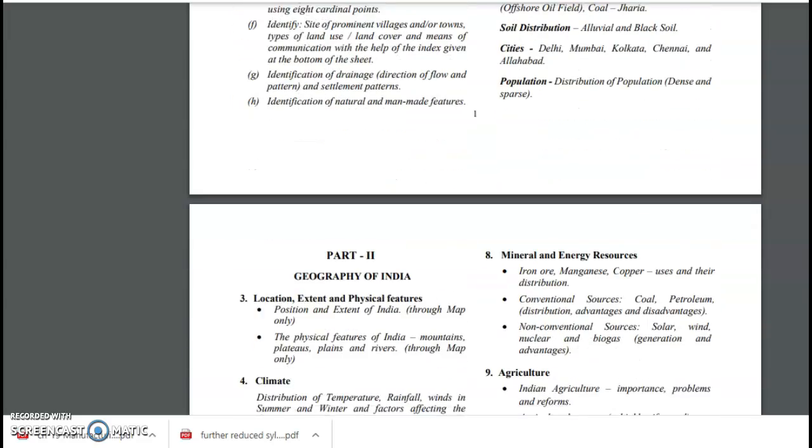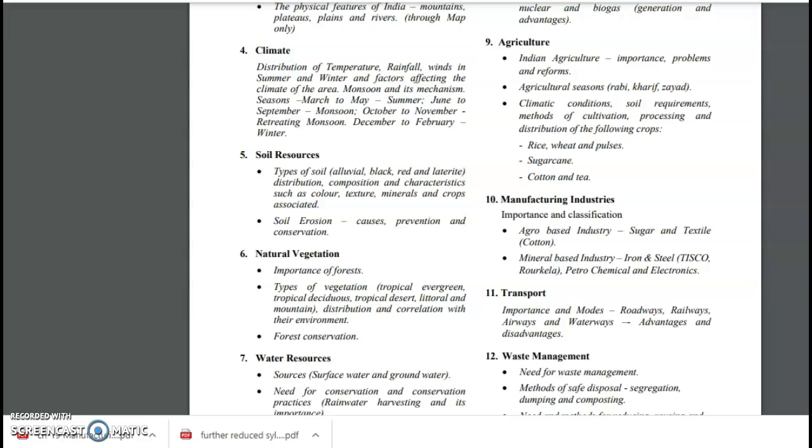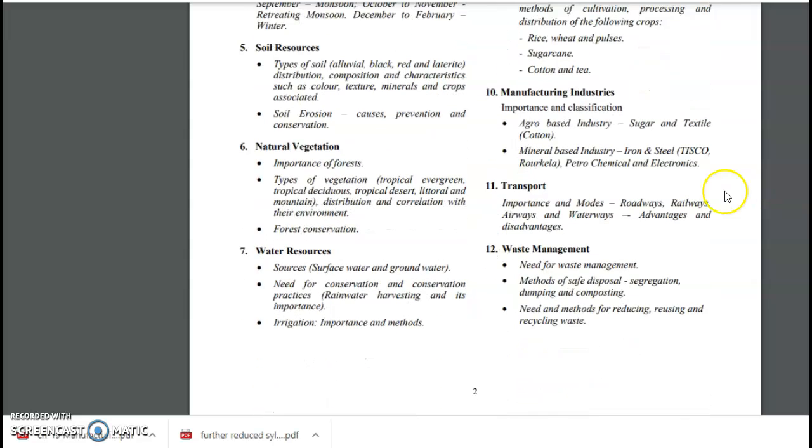Before I start with the topic, I'll just show you the further reduced syllabus that is there. In this we have the manufacturing industry, the importance and significance of industry we have to do. We have to go in for agro-based and mineral-based industries together. So under agro-based industries we have sugar and textile. In textile we only have cotton industry. While in mineral-based industries, we have iron and steel. Under iron and steel, we have just two, that is Tata Iron and Steel and Rourkela Steel Plant. We also have petrochemicals and electronics industry. So this is the syllabus.